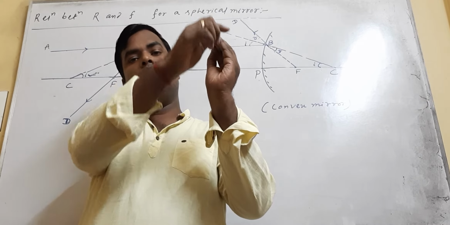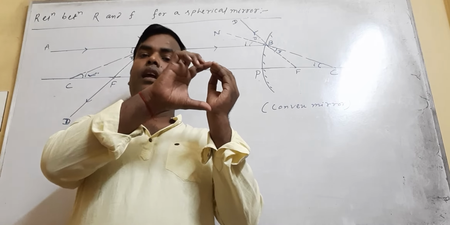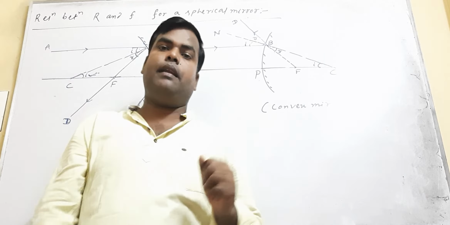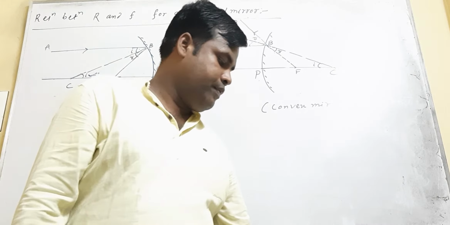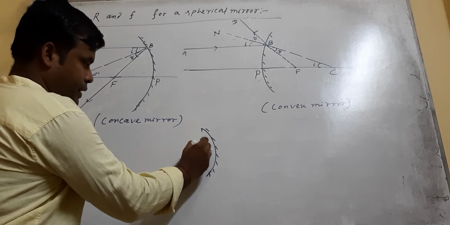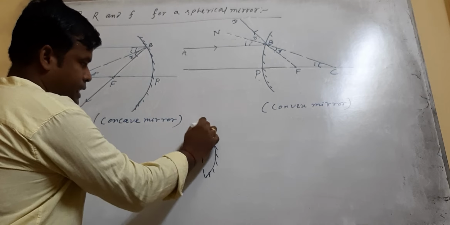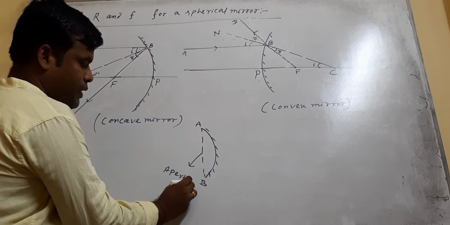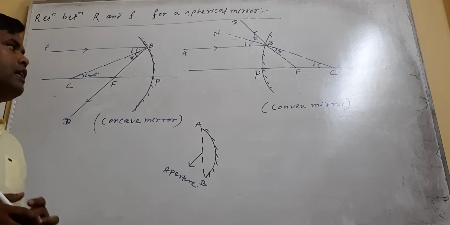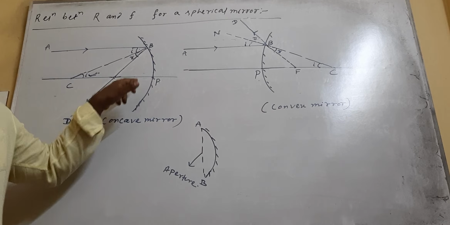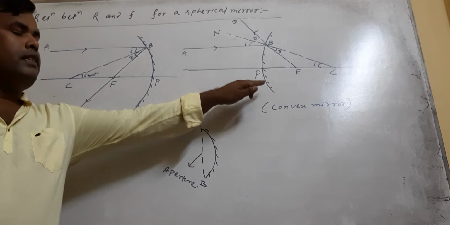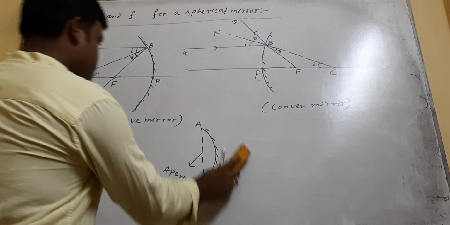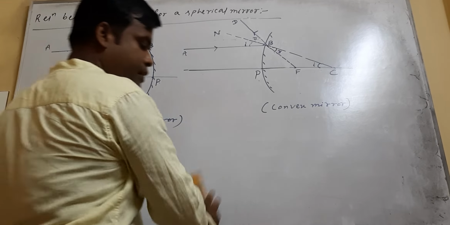The boundary will be a circle. The diameter of the circular boundary of the spherical mirror is called the aperture. If the ends are A and B, then AB is the linear aperture. So here we have assumed a concave mirror and a convex mirror of small apertures. Let us come to the figure.